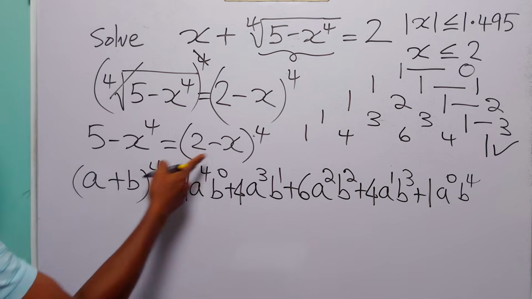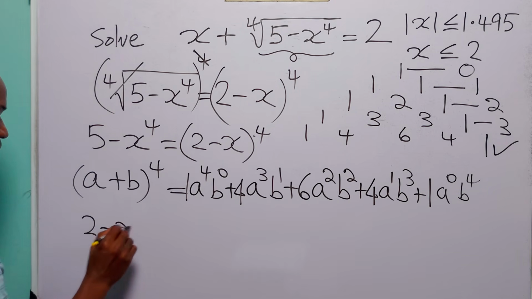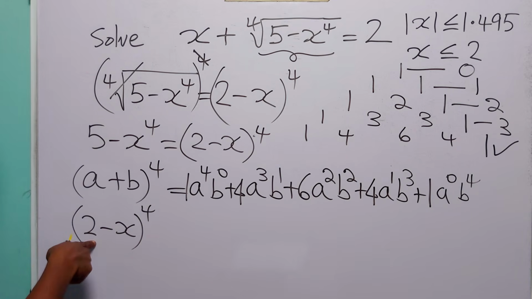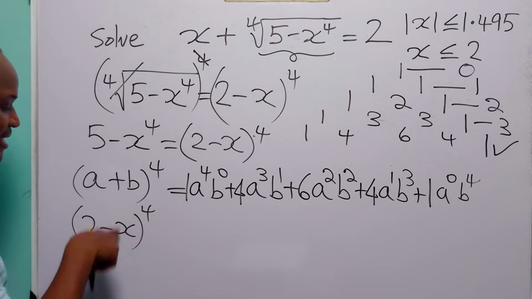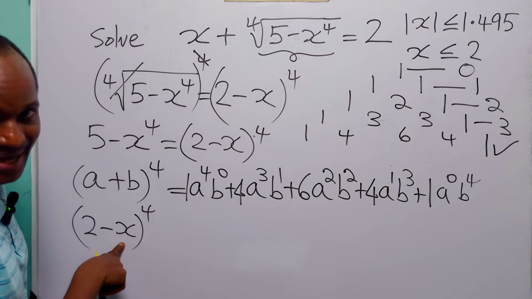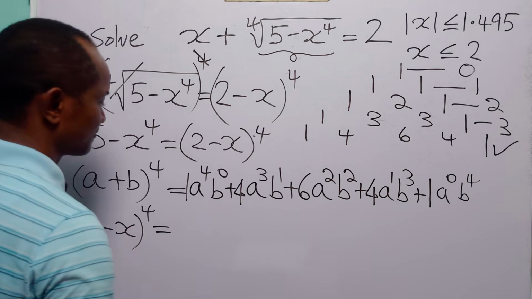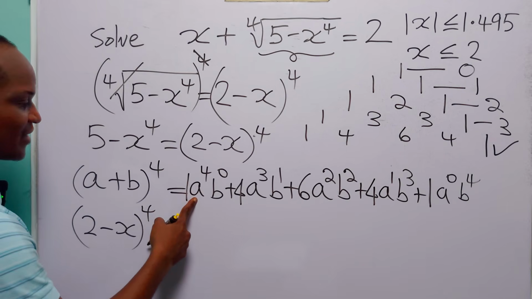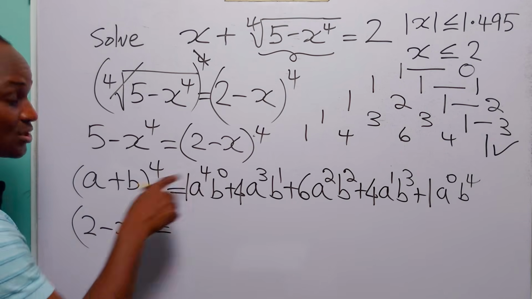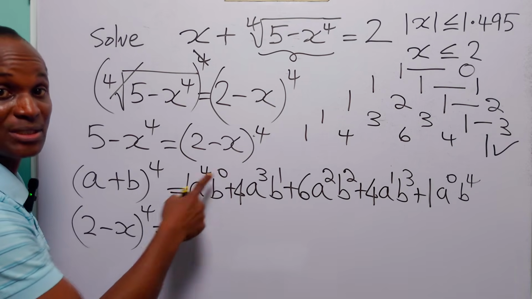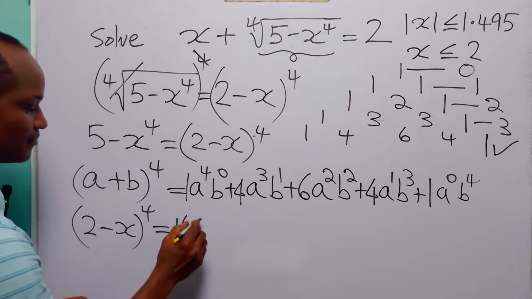Now let us expand 2 minus x to the power 4. Of course, you can see that a is 2 and b is minus x, not x. So this is equal to, we have 1. Then we have a to the power 4, that is 2 to the power 4, which is 16. Anything to the power 0 is equal to 1.